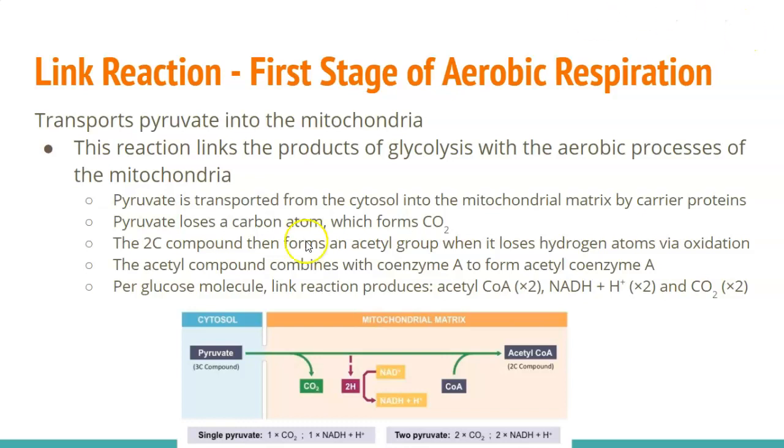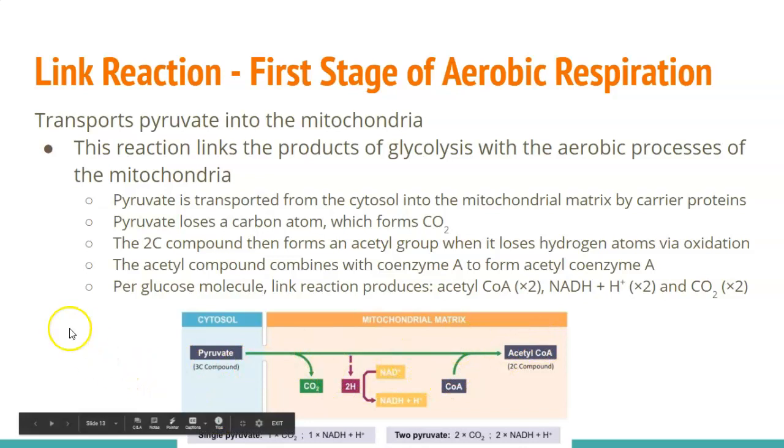You're probably looking at this picture and saying, but Ms. Kalfa, I only see one of all of this. Remember that per glucose, which is what we started with in glycolysis, you end up with 2 pyruvates. So all of this is times 2.